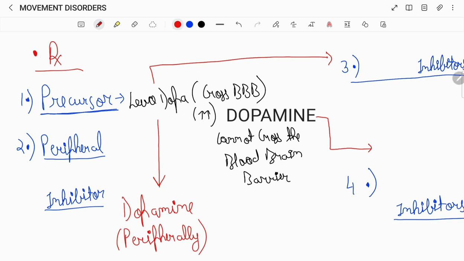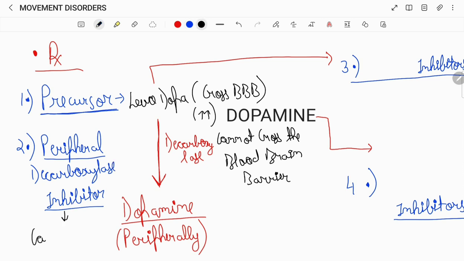But there is one thing that you need to remember, that this levodopa can be converted to dopamine peripherally by the enzyme decarboxylase. So for that, we need to give our second drug, that is a peripheral decarboxylase inhibitor, and that is nothing but carbidopa. So that is why you see that we give a combination of levodopa with carbidopa.